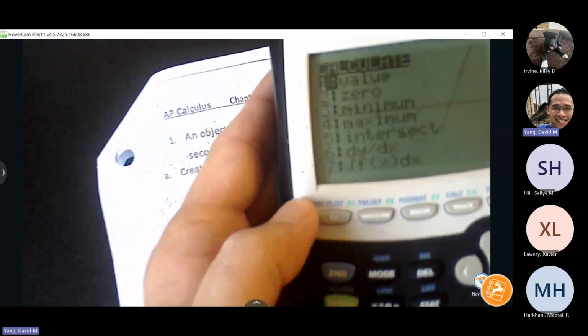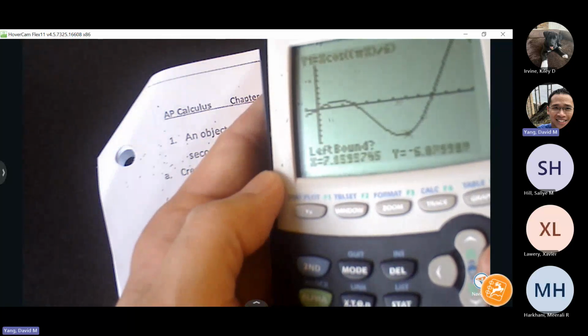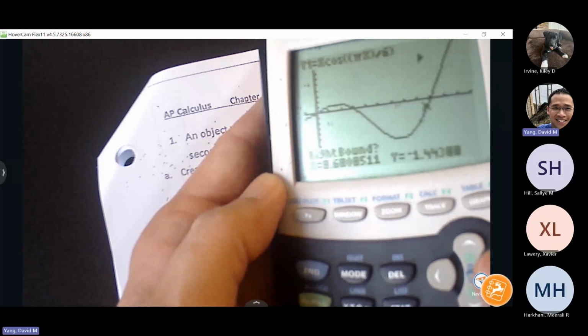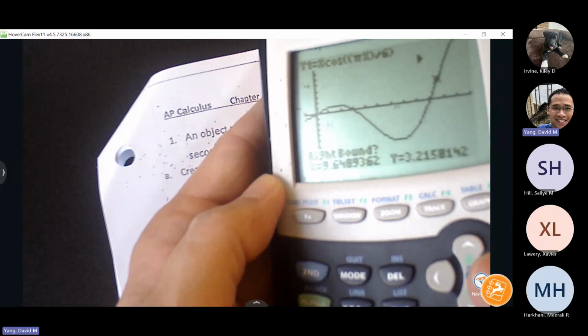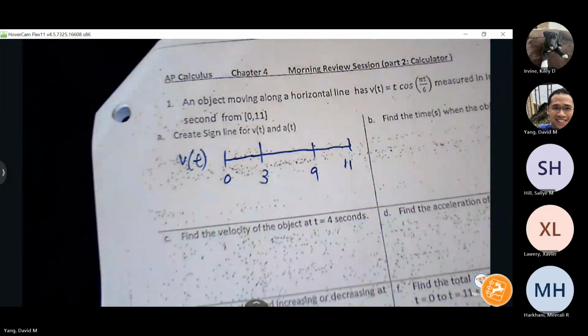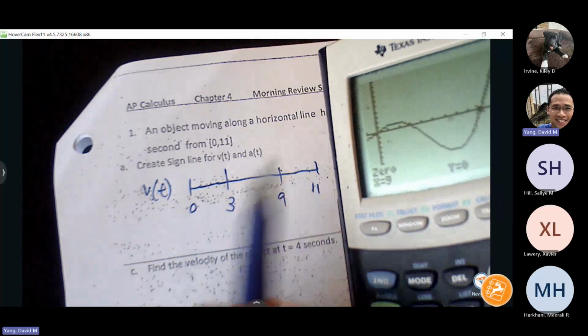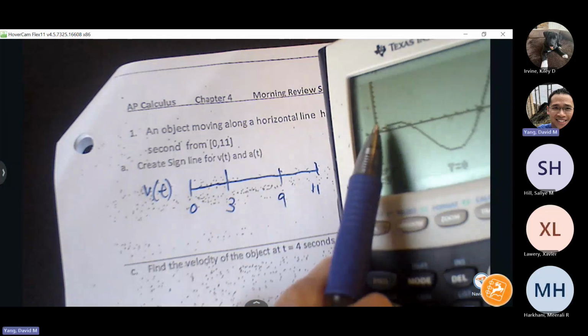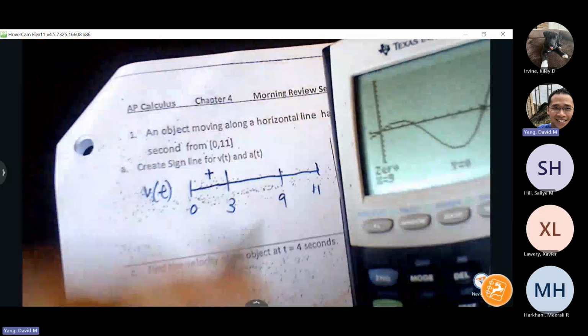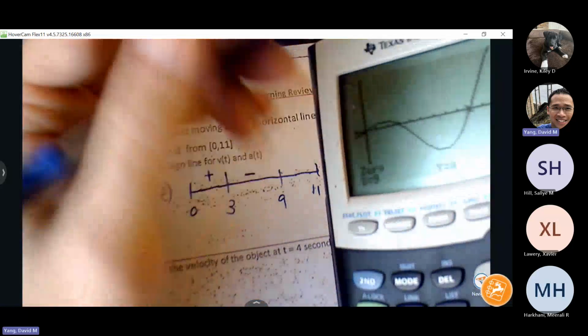Repeat the process again. Second trace, zero. So this time my left bound, I'm going to get close to my second x-intercept, hit enter. Scroll to the other side of the x-intercept, hit enter, and hit enter a third time. 9. Okay, so now we look at the graph and see, am I experiencing positive or negative velocity in these intervals? From 0 to 3, positive or negative velocity? Above the x-axis, so positive. Between 3 and 9, below the x-axis, and then from 9 to 11 above the x-axis.